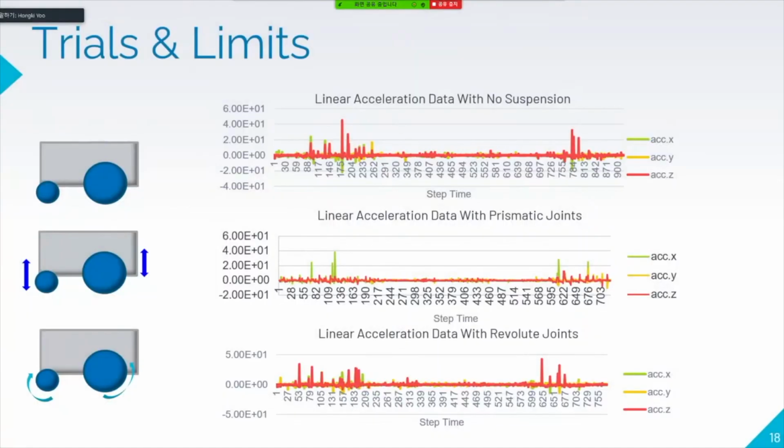However, we tested the effects of suspension by comparing data of no suspension, prismatic suspension, and revolute suspension. But as seen in the graph, there was almost no effect of suspension on the maximum linear acceleration of the IMU.